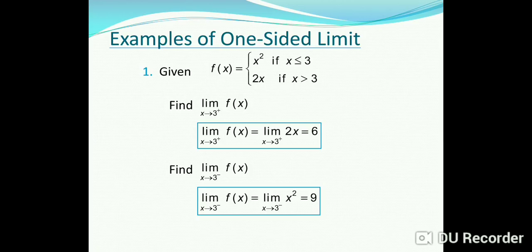Now we will find the left hand limit, limit of f(x) as x tends to 3 minus. Similarly, we can consider the value of f(x) as x squared for the left hand limit, since the value of x is less than or equal to 3. Therefore we have limit of f(x) as x tends to 3 minus is equal to limit of x squared as x tends to 3 minus, which is equal to 9.